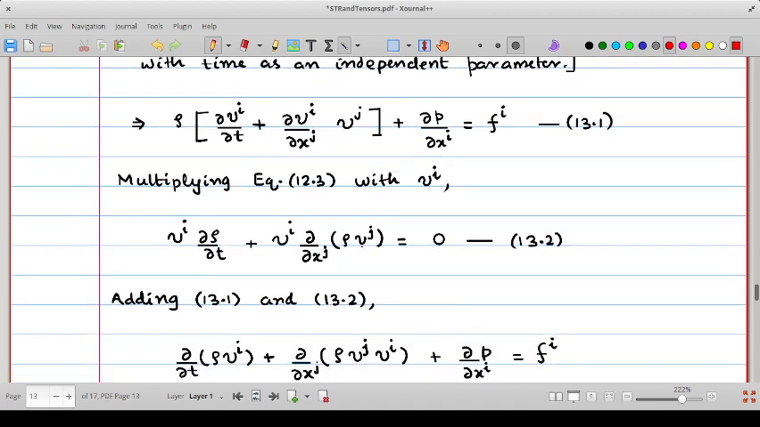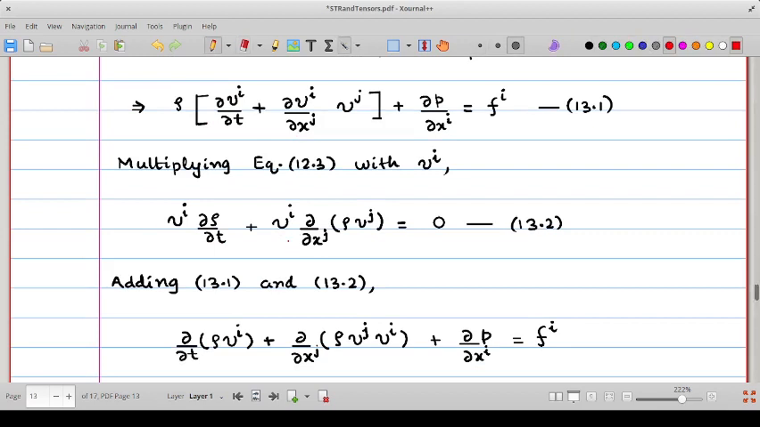Now I can add these two equations. First of all, consider this term and this term. So together that is rho dvi by dt plus vi d rho by dt, which is nothing but d by dt of rho times vi, using the product rule. That becomes this plus that. So on the left hand side, these two together give this term. Then we have, so I can take this rho inside and write this as dvi by dxj times rho vj, taking this rho and placing it there.